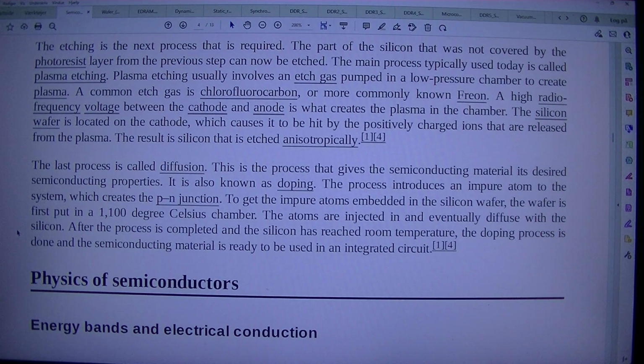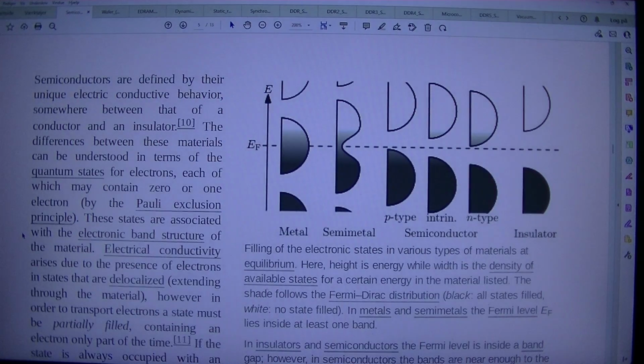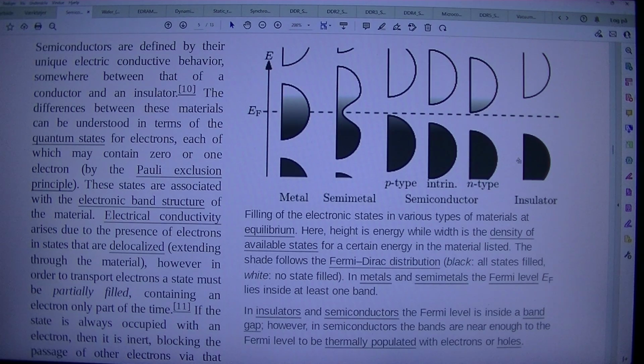Physics of semiconductors. Energy bands and electrical conduction. Filling of the electronic states in various types of materials at equilibrium. Here, height is energy while width is the density of available states for a certain energy in the material listed. The shade follows the Fermi-Dirac distribution: black, all states filled; white, no state filled.